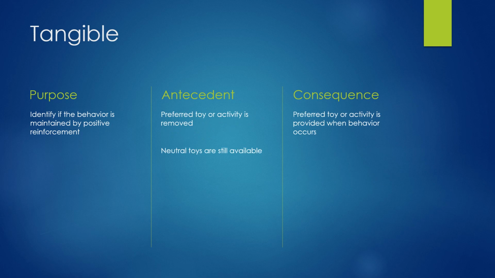Lastly, the purpose of the tangible condition is to identify if the behavior is maintained by positive reinforcement. In this condition, more preferred toys and activities are removed from the environment, but less preferred neutral items are still available. If the problem behavior occurs, the more preferred items will be given back.